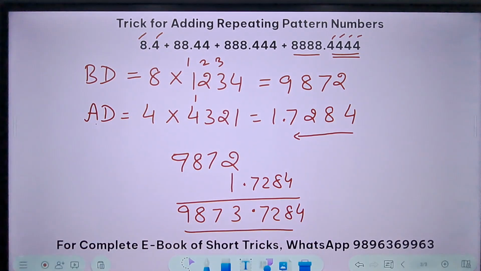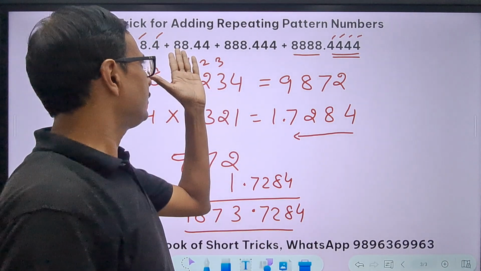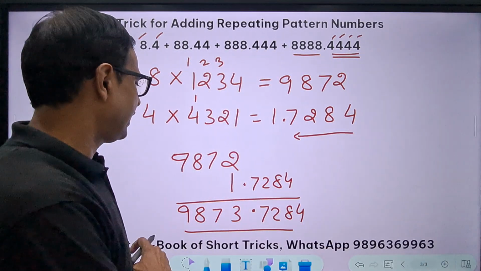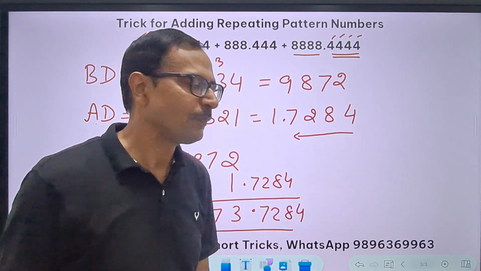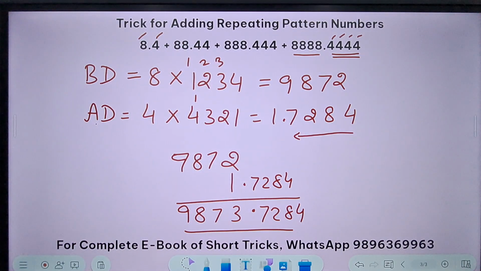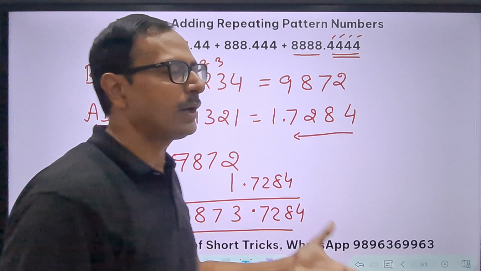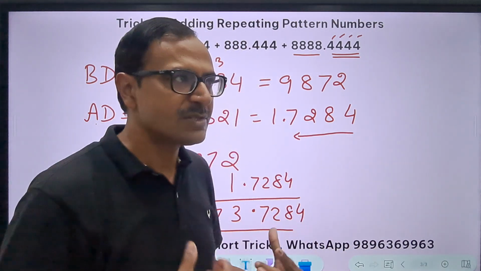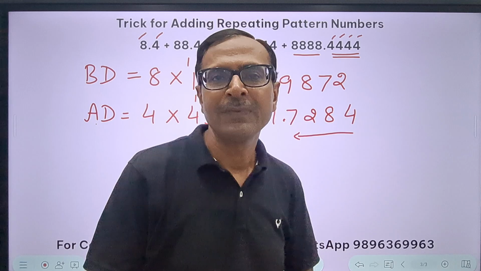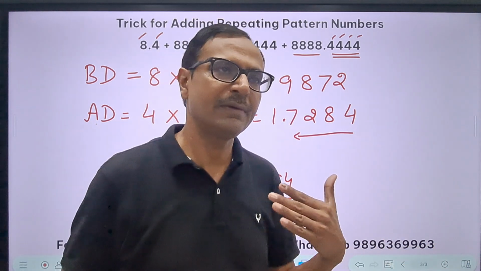Now you can pick up the calculators and check your answer. 8.4, 88.44 up to 8888.4444 is indeed 9873.7284. So these are some useful patterns which you can use in some of the questions which are asked in quant exams. And these patterns also find application in some of the simplification problems also, especially useful for railways and banking exams.